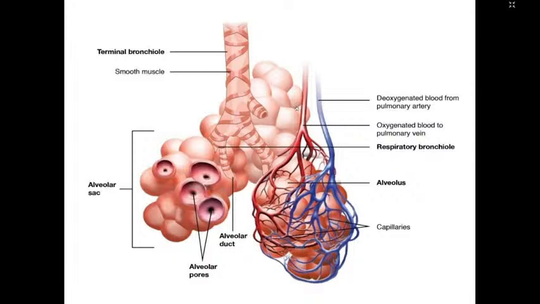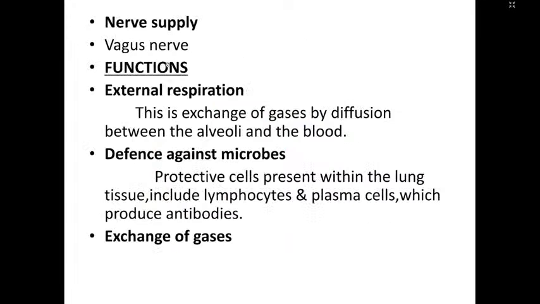So this is how the blood supply is. The deoxygenated blood from the pulmonary artery reaches the lungs. Then the gaseous exchange occurs in the alveoli. Then oxygenated blood goes back through the pulmonary vein. Nerve supply is through the vagus nerve.